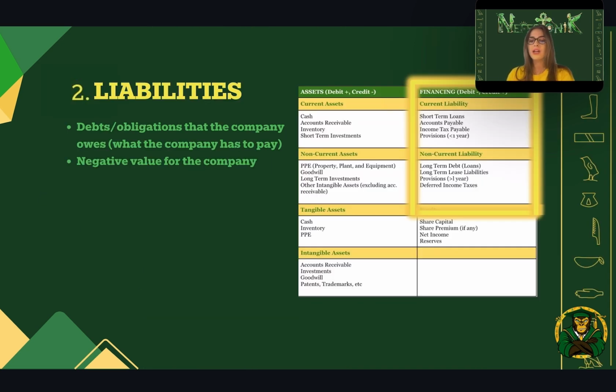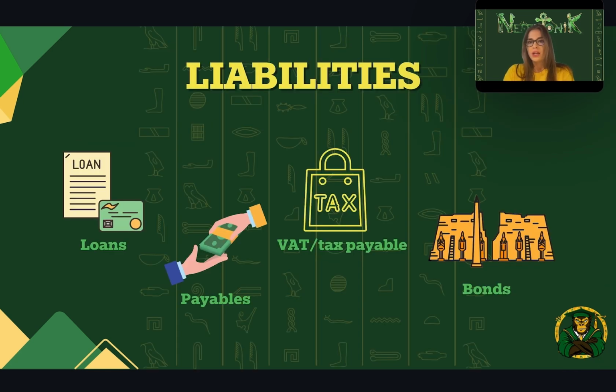Liabilities. Now, these are debts or obligations that the company owes, what the company has to pay. And it has a negative value for the company. It includes loans, payables, which is the opposite of receivables, so it represents the money that the company will eventually have to pay. VAT payable, opposite of tax credit, and bonds.